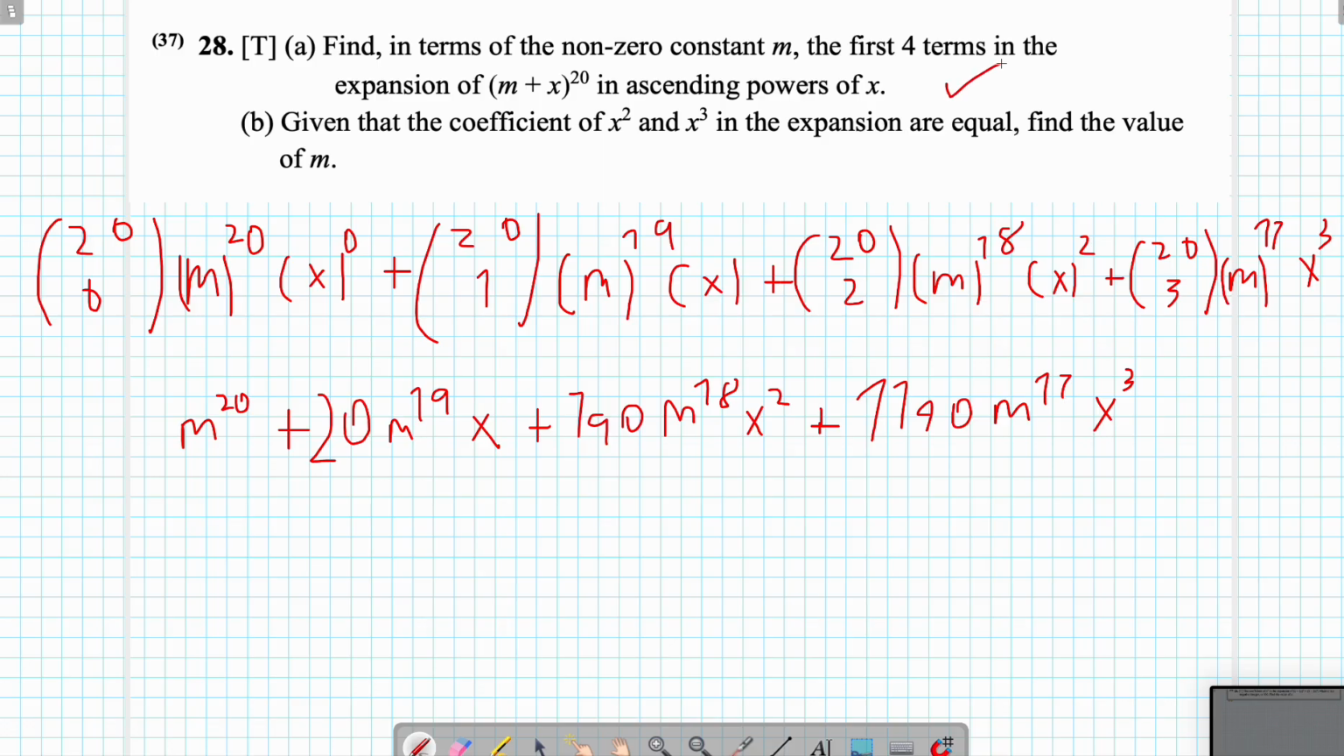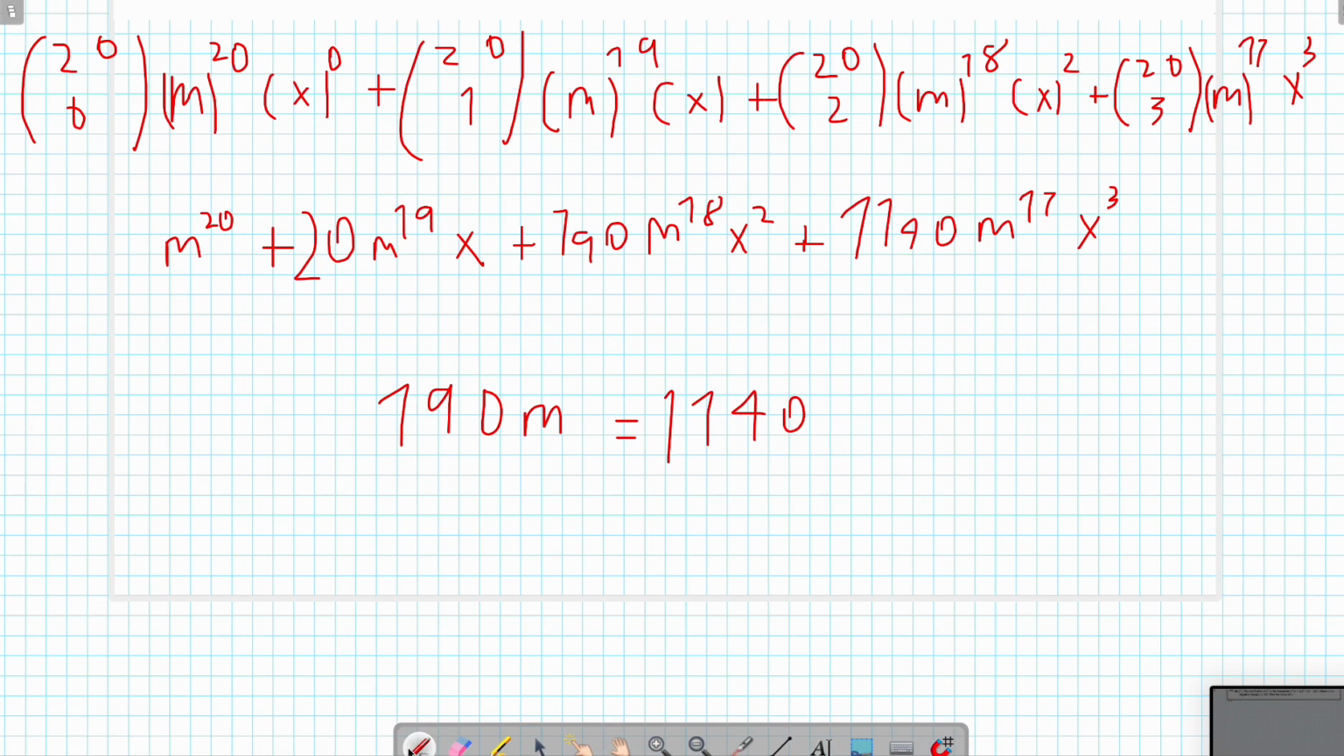they said given that the coefficient of x squared and x cubed in the expansion are equal, find the value of m. Okay, so we can say 190 m to the 18 is equal to 1140 m to the 17. We can cancel out m to the 17 on both sides, so we're gonna have 1140 is equal to 190 m. And then plug this into the calculator. We're gonna get m is equal to 6.